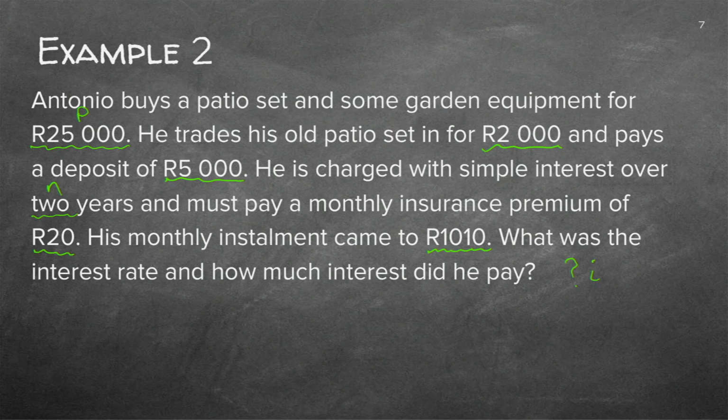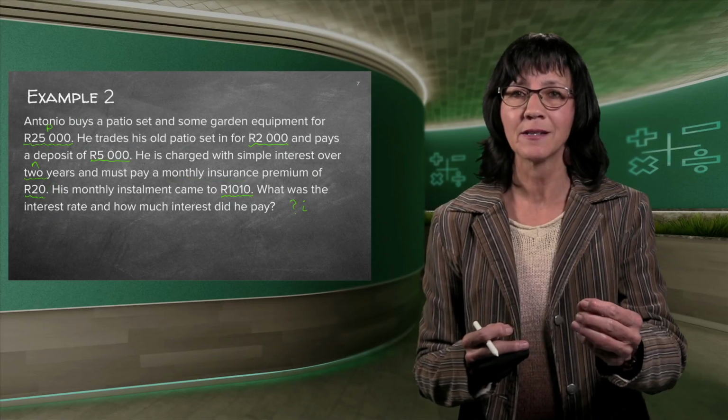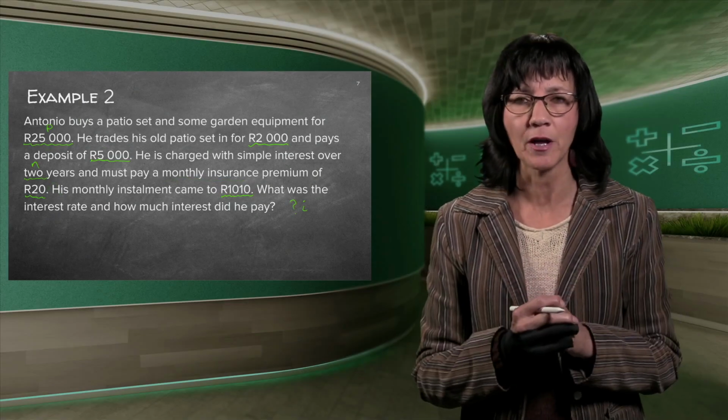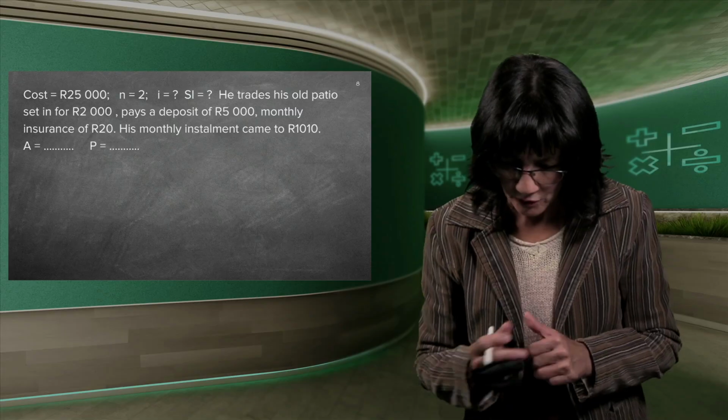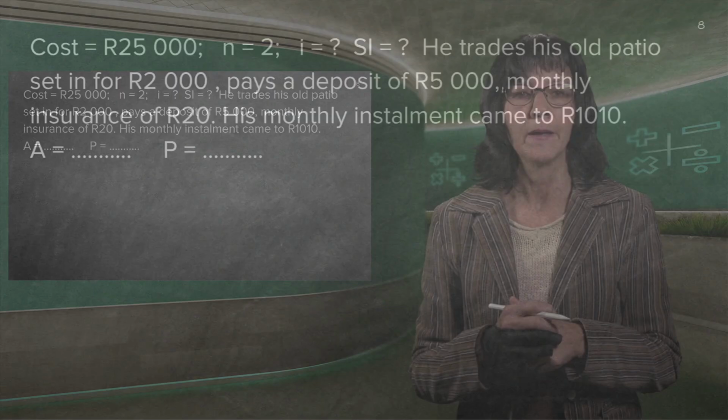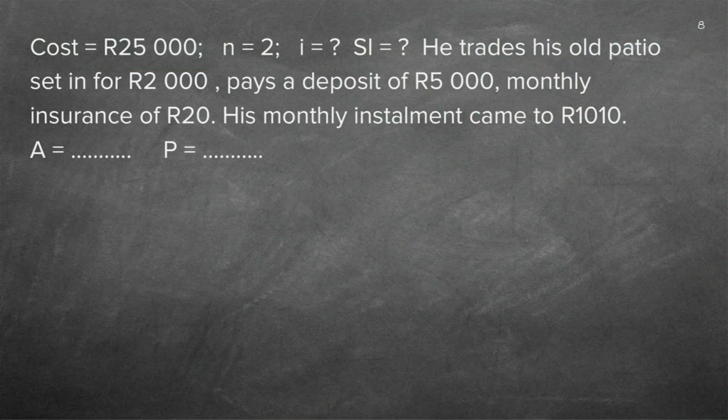So what are they asking? What was the interest rate? That means this time I still need to use my same formula. I always use my simple interest formula, but because they want the interest rate now, I need to just shuffle it around a bit. There's lots of stuff going on here, so let's go to the new page where I wrote the summary. The cost in the beginning was 25,000 rand, but remember, he had an old patio set and they gave him 2,000 rand for that, and he paid a deposit of 5,000.